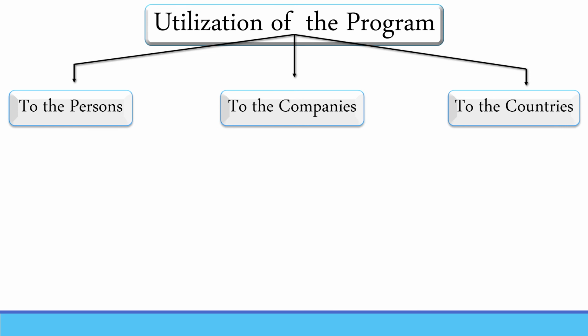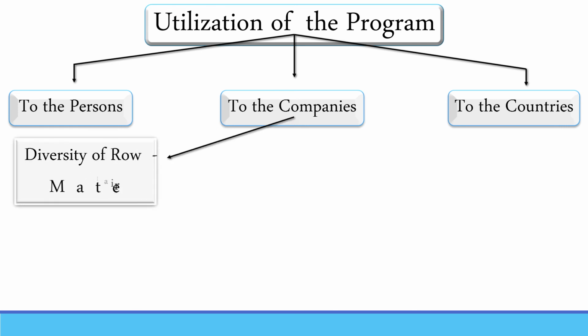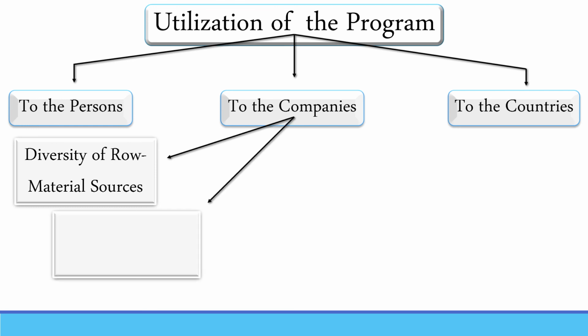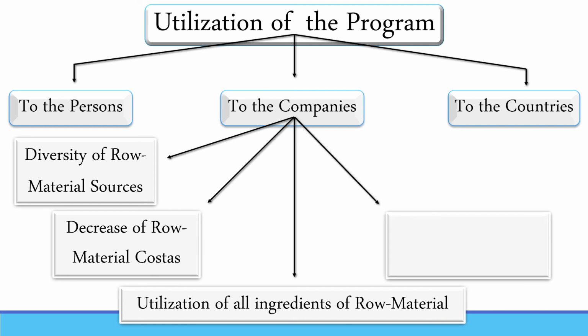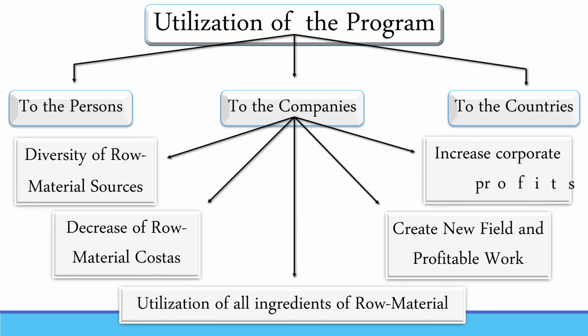The companies, we can see that in diversity of raw material. Number two, decrease of raw material costs. Number three, utilization of all ingredients of raw material. Create a new field and profitable work. And of course, increase corporate profits.